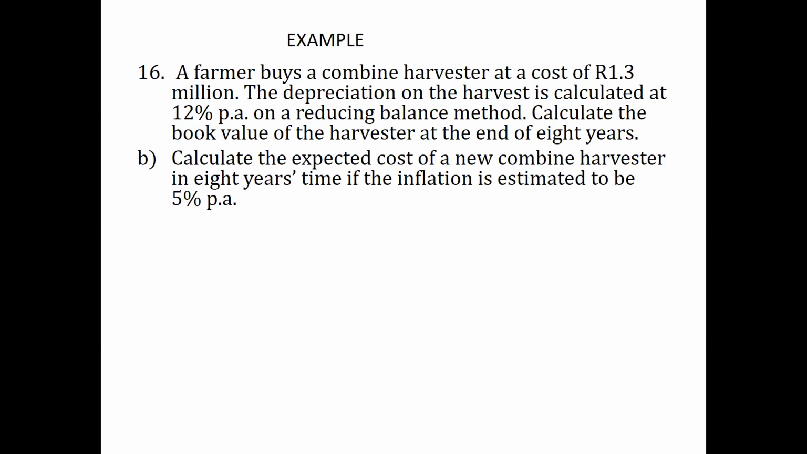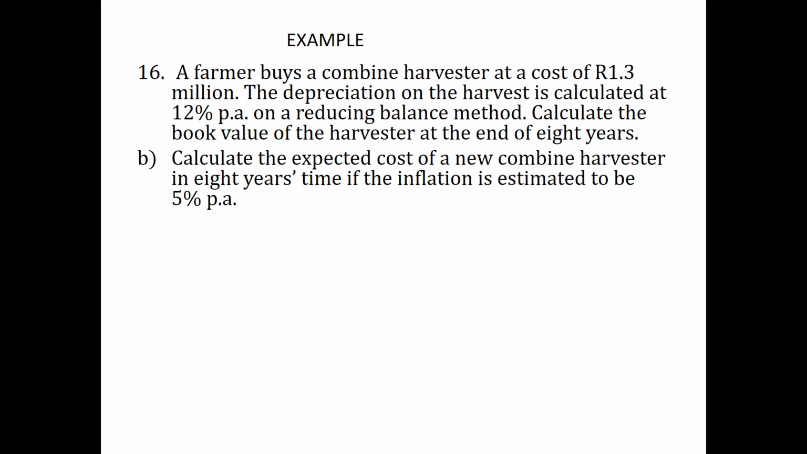Okay, as to which formula you need to use when. So I'm going to use this example because it's very comprehensive. It says here a farmer buys a combined harvester at a cost of 1.3 million. The depreciation on the harvester is calculated at 12% per annum on reducing balance method. Calculate the book value of the harvester at the end of 8 years.